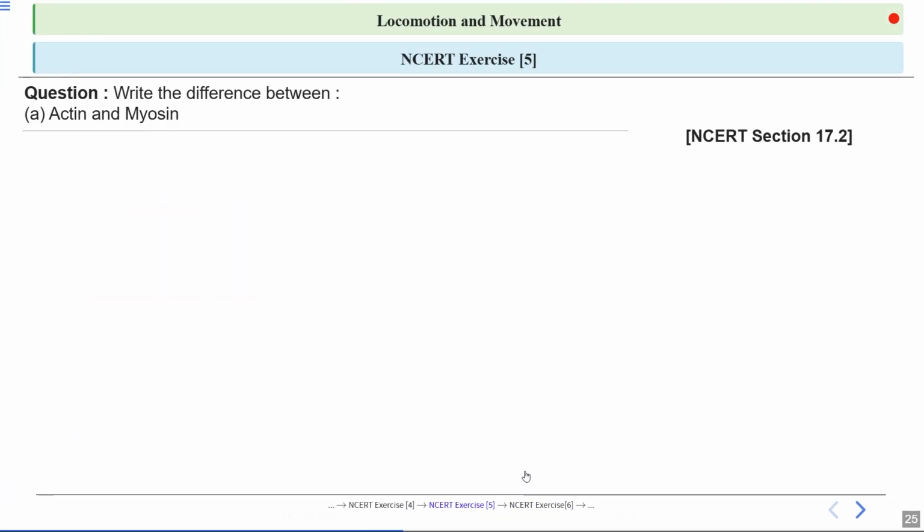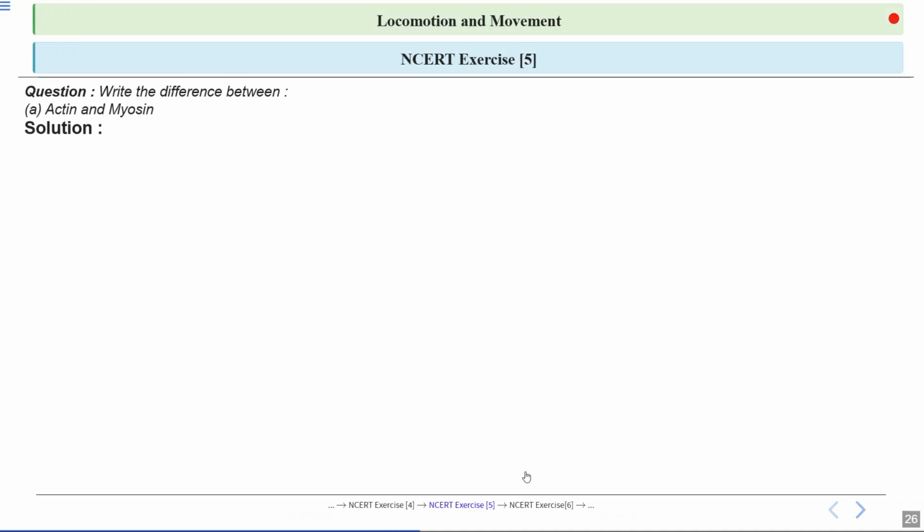This is question number 5, and the question is about differentiation. We have to know the difference between actin and myosin. Let's see the answer one by one.